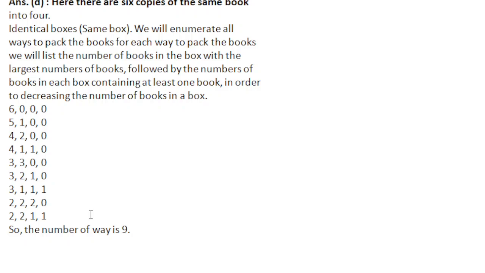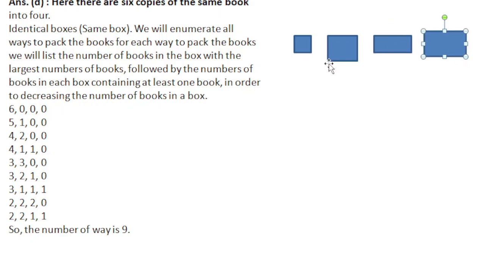Okay, this is a very simple question. You just simply draw four boxes. You have four boxes. In this, if we put six in one box, then there are no other books to put in the other boxes. So these three boxes will be empty.